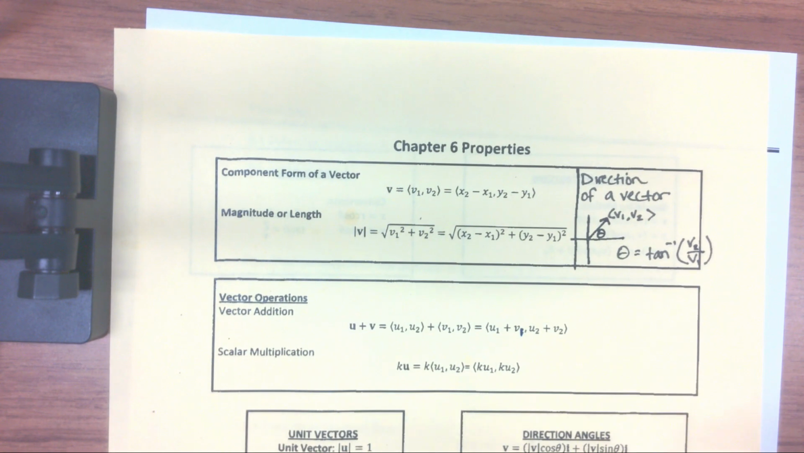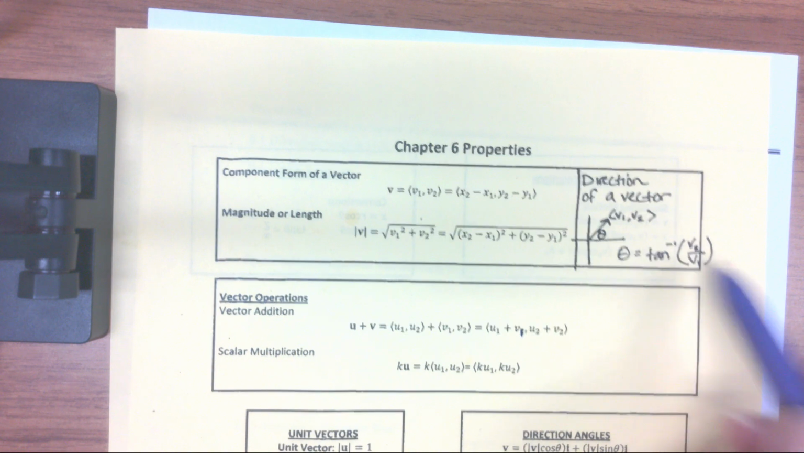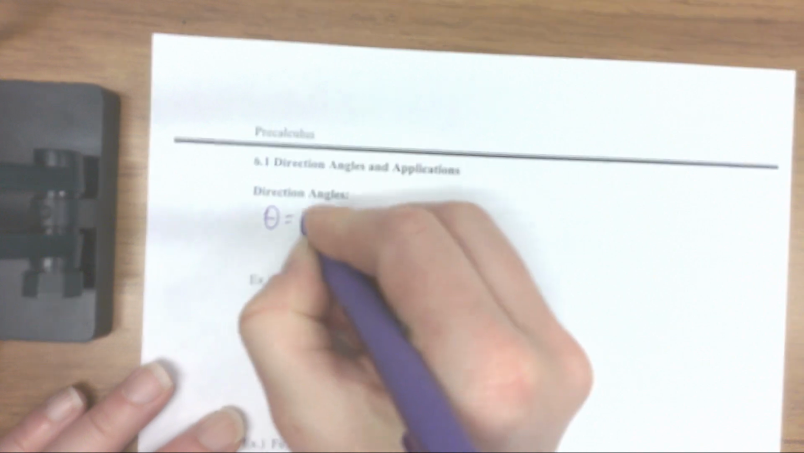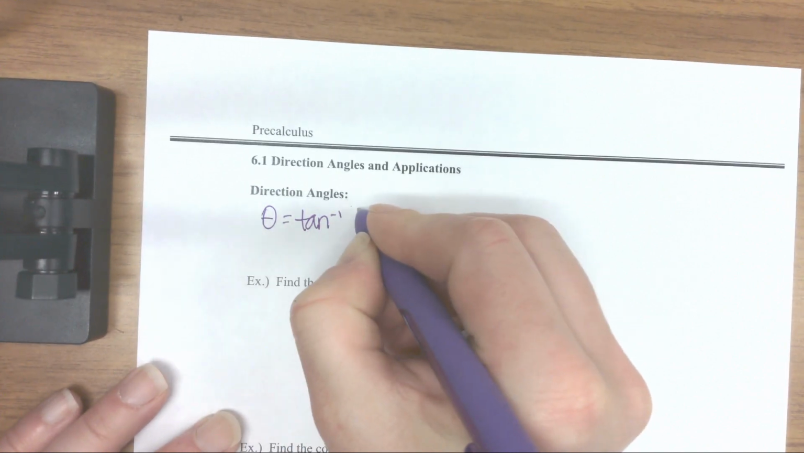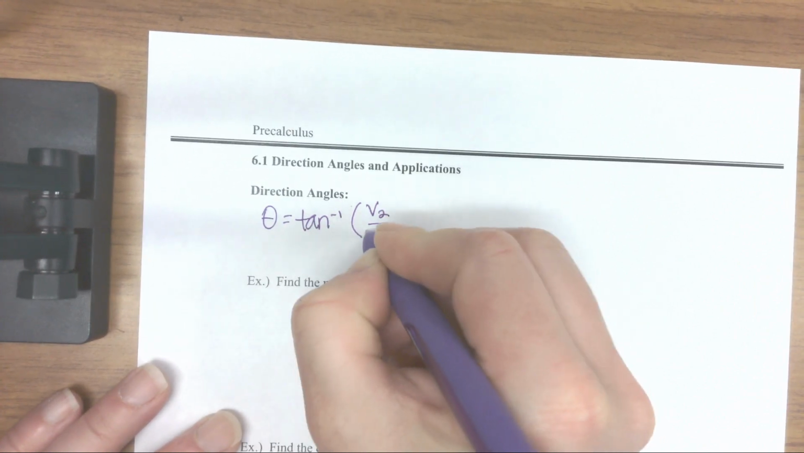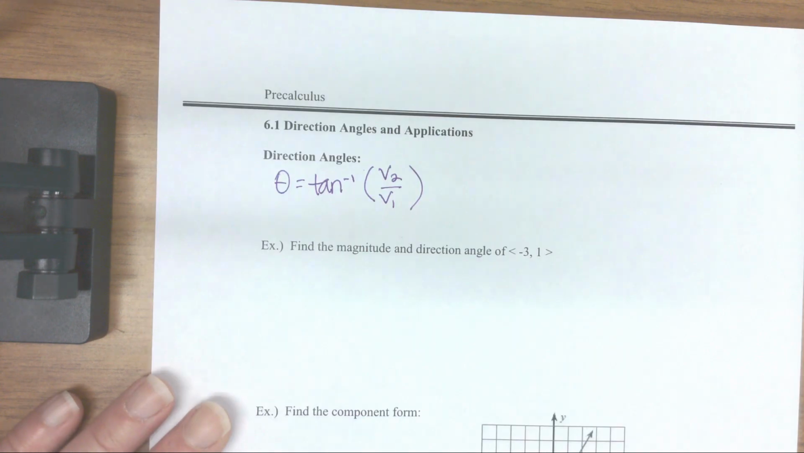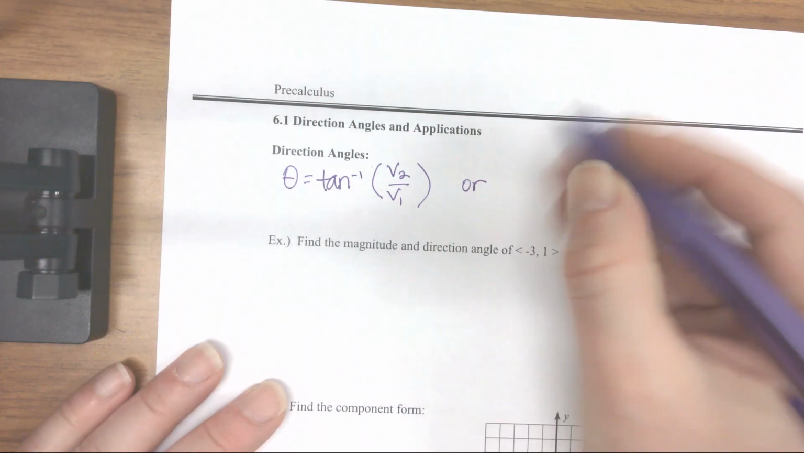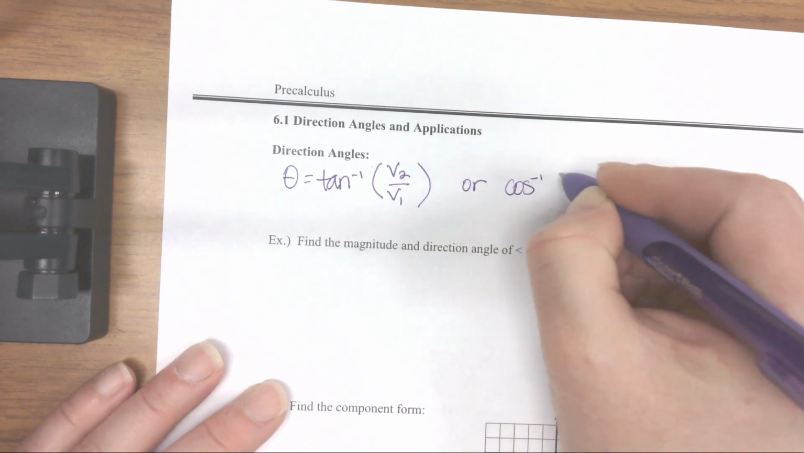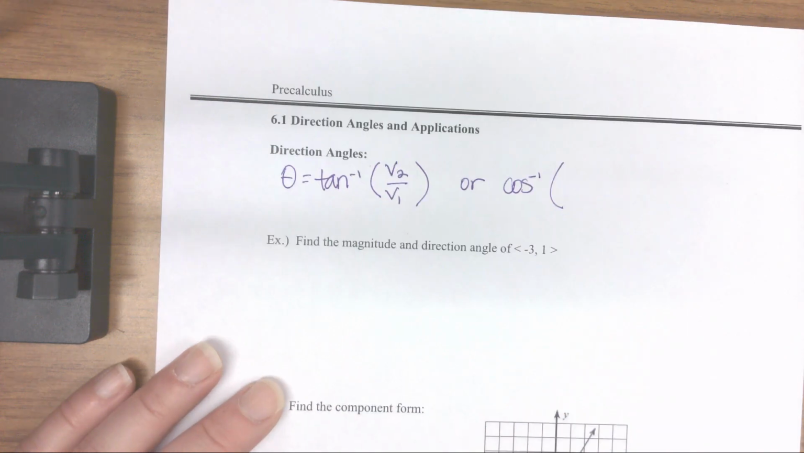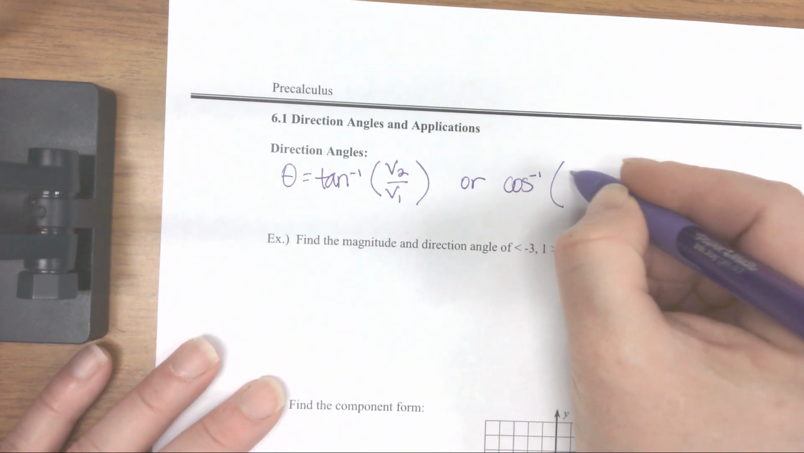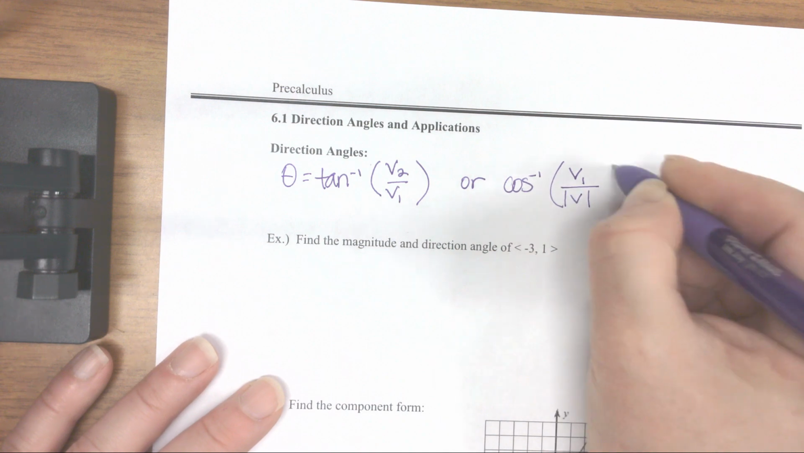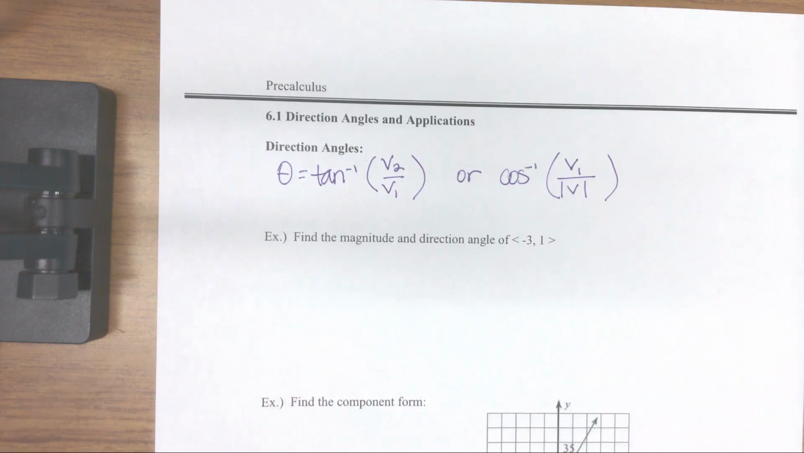And I wrote the tan inverse of V2 over V1. So that's true. That's one way to find the direction angle. Another way is you could use the cosine inverse of the horizontal component, which would be V1, and you could take that and put it over the magnitude. It all depends on what you're given in the problem.